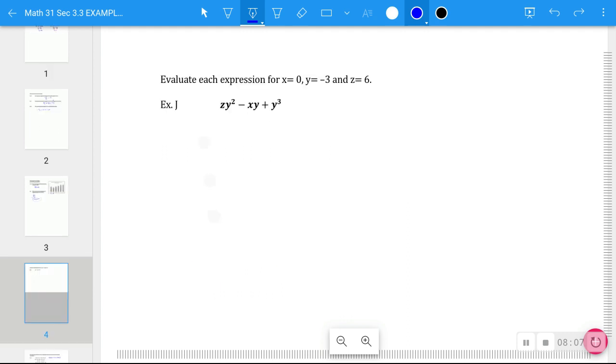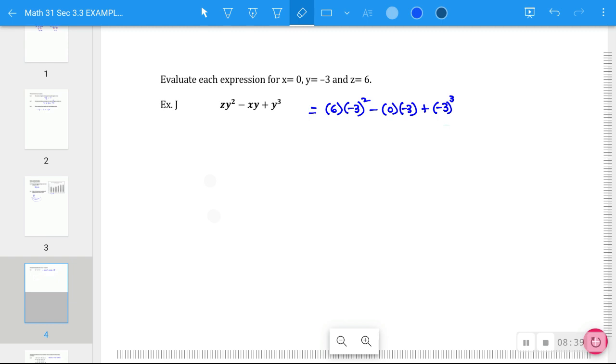Okay, on example J, what we're going to do here is substitute the values that are given to us for X, Y, and Z, and then use the order of operations to take it from there. So the first thing to do is where it says Z, you're going to put a 6. Wherever it says Y, you're going to put the negative 3, and wherever it says X, you're going to put the 0. So now you're going to try and figure out how much this adds up to, or what the result is of all these calculations.